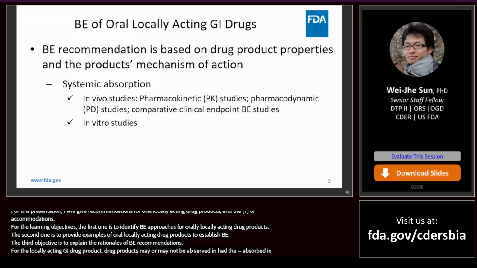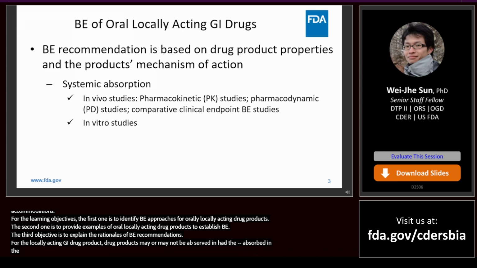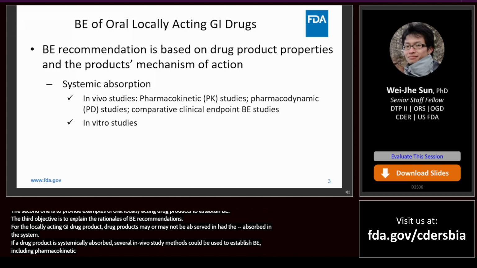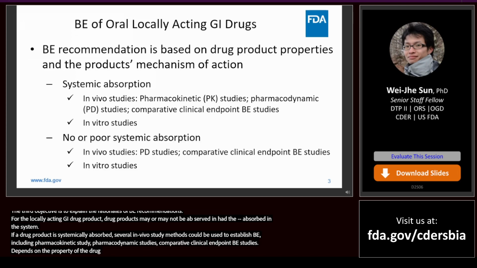If a drug product is systemically absorbed, several in vivo study methods could be used to establish BE, including pharmacokinetic study, pharmacodynamic studies, comparative clinical endpoint BE studies. Depending on the property of the drug substance or drug products, in vitro studies may be recommended.